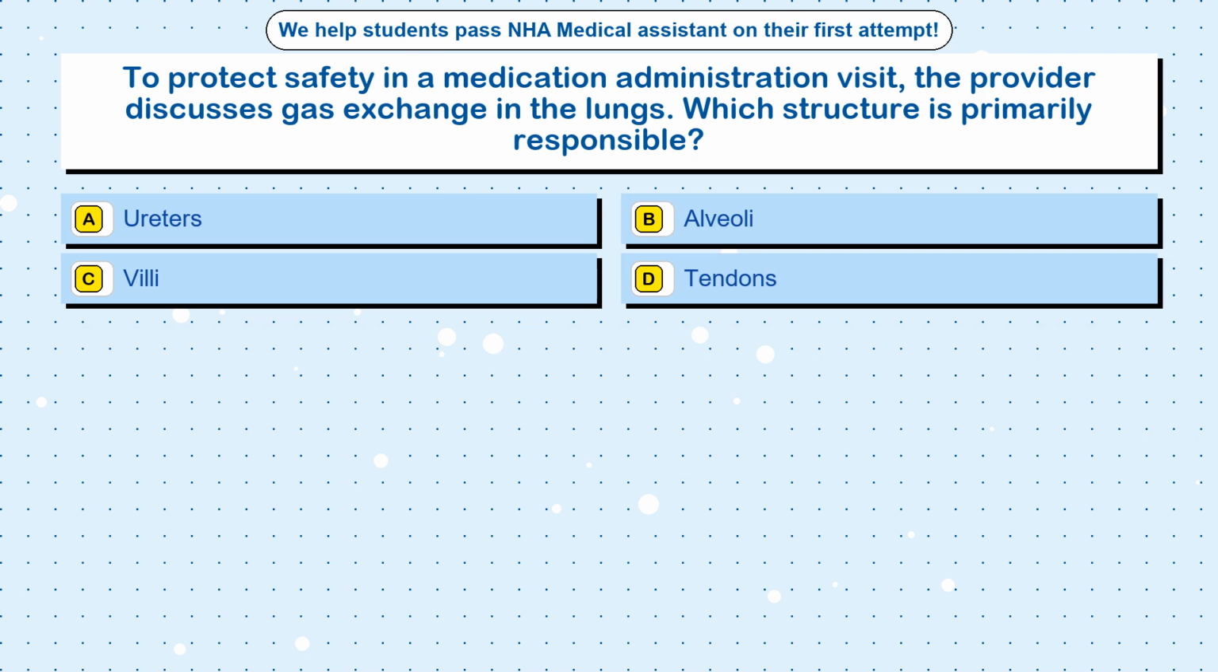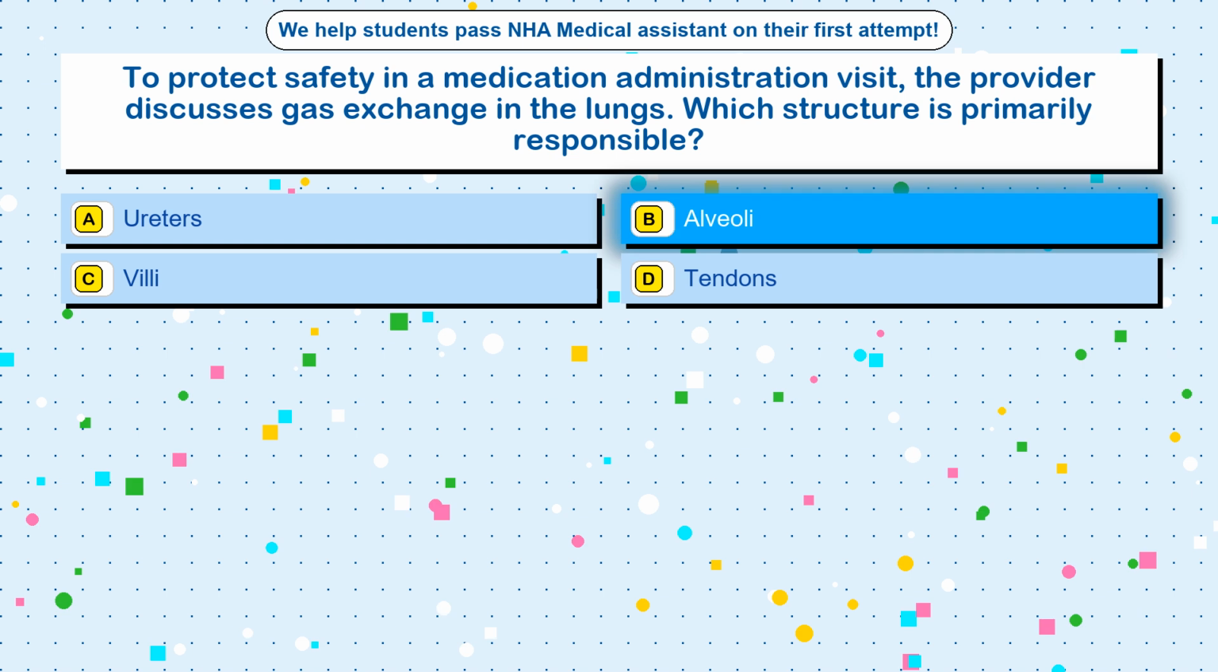Question 32. To protect safety in a medication administration visit, the provider discusses gas exchange in the lungs. Which structure is primarily responsible? Option A. Ureters. Option B. Alveoli. Option C. Villi. Option D. Tendons. The correct answer is option B.